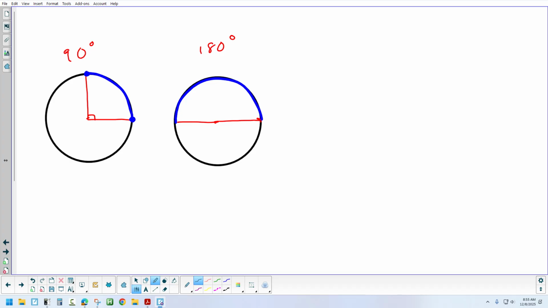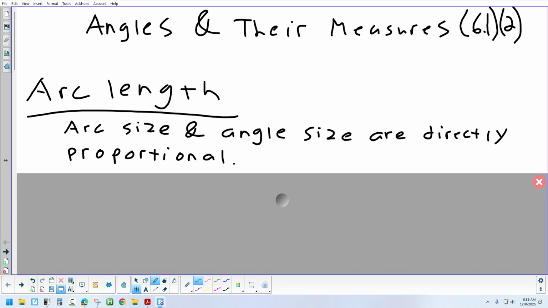The size of the angle doubled. But how about the size of the arc? Yep, it also doubled. So there's a direct connection between what we call arc size and angle size. However many times bigger you make the angle in that picture, that's how many times bigger you'll make the arc. If you made the angle half as big, you would make the arc half as big. So there's a direct connection between angle size and arc size, and that's called directly proportional.